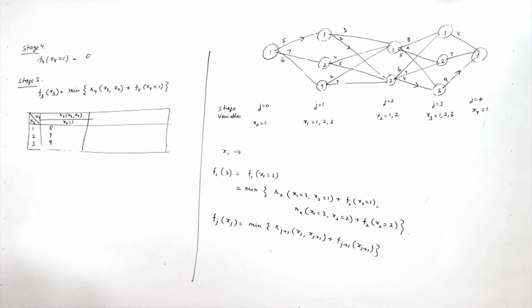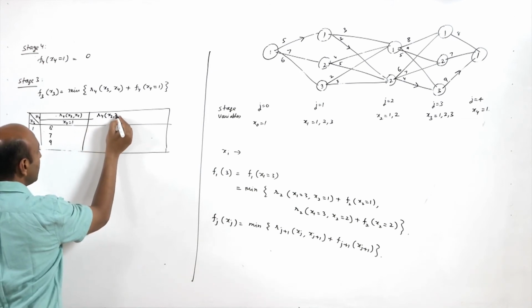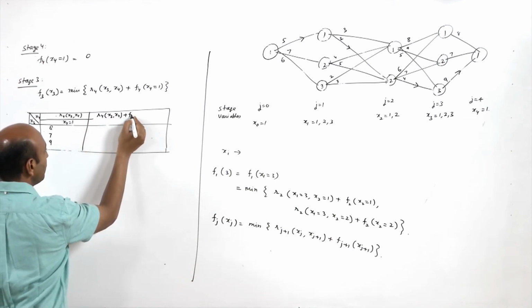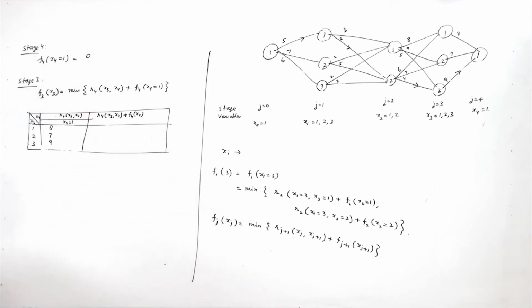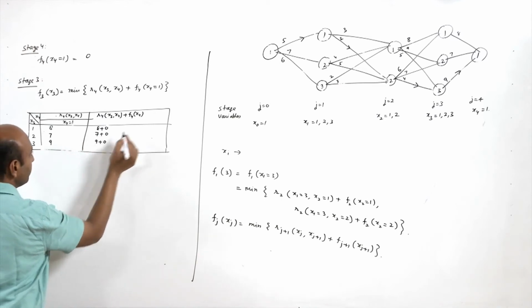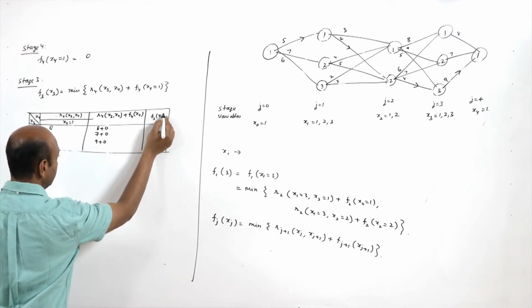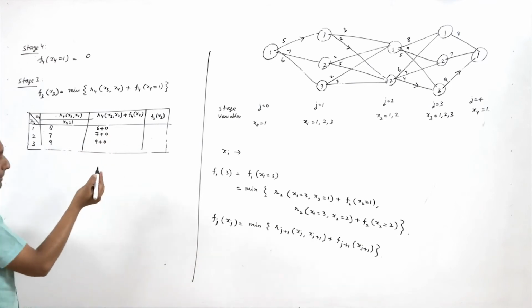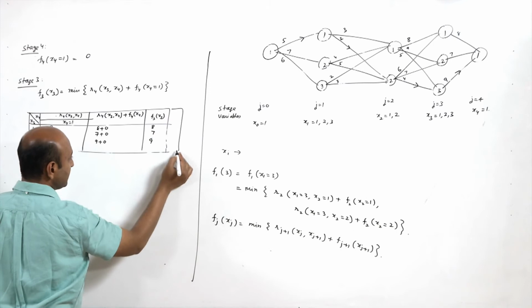Now, r4 x3 x4 plus f4 x4. f4 x4 is 0, so add 0: 8 plus 0, 7 plus 0 and 9 plus 0, and it is f3 x3. Here there is only one term, so the minimum remains 8, 7 and 9. And at which x3?